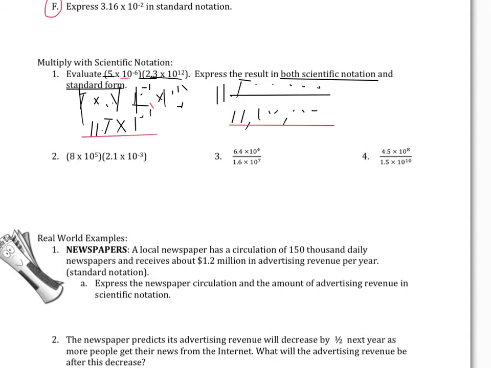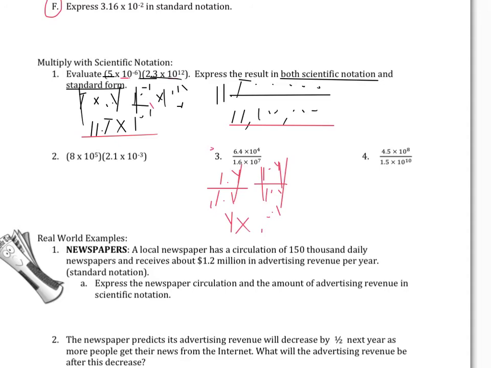Scientific notation, standard form. We can also use division with scientific notation. So if we look at number 3, we can do the same procedure, this time with division. So we'll divide 6.4 by 1.6. We'll also divide 10 to the 4th by 10 to the 7th. 6.4 divided by 1.6 is simply 4, and 10 to the 4th divided by 10 to the 7th, we're going to subtract the exponents because we're dividing.